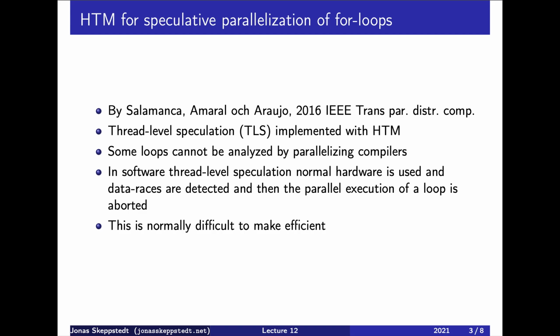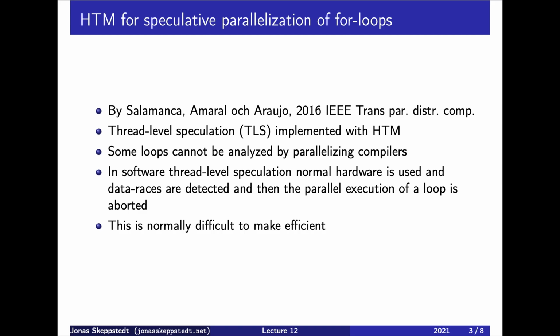Other loops sometimes have data races if the iterations are run in parallel. And if that happens sufficiently infrequently, then it may be suitable to run the code in parallel anyway and detect conflicts by library code which logs what is happening. I mean, what each iteration does, which data they access, and if there is a conflict, then this speculated parallelization is restarted. And what will happen then? For instance, the loop can be run sequentially.